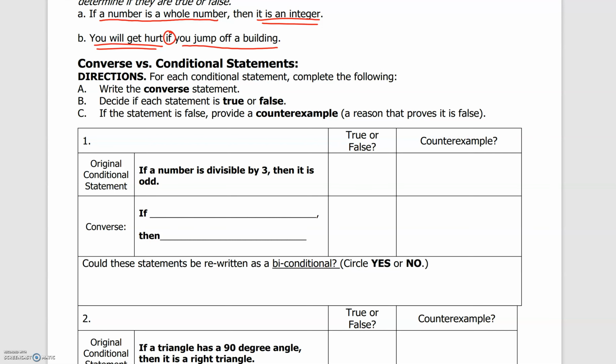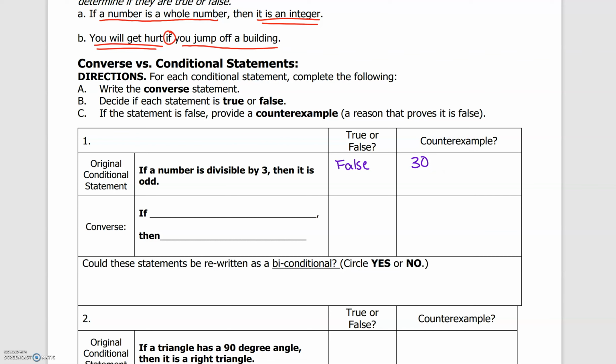So is every number that's divisible by 3 odd? Well, a number is, if it's divisible by 3, then it's odd. We have a false statement there because we could have the number 30. 30 is divisible by 3, but 30 is even, so that would be false. So that's kind of what a counterexample is. It's just an example that proves that statement is not true.